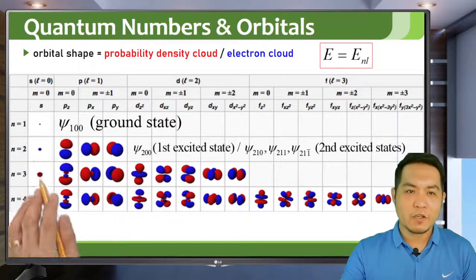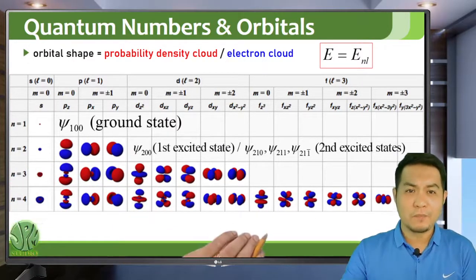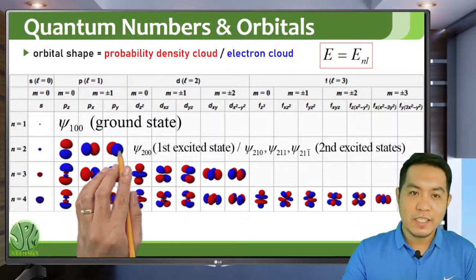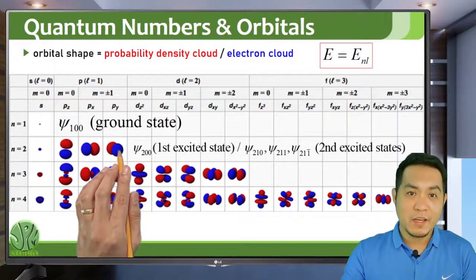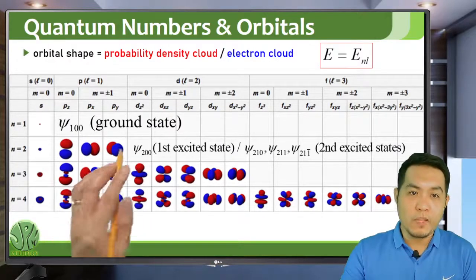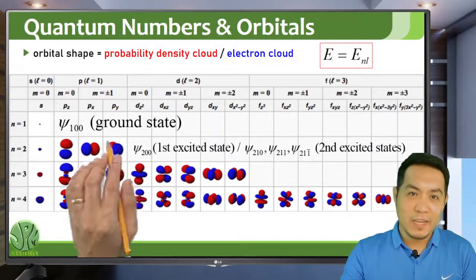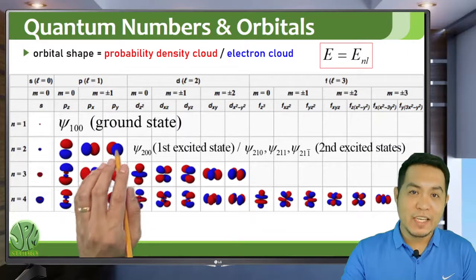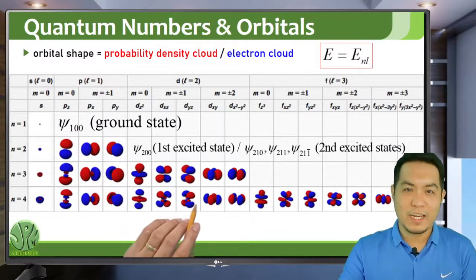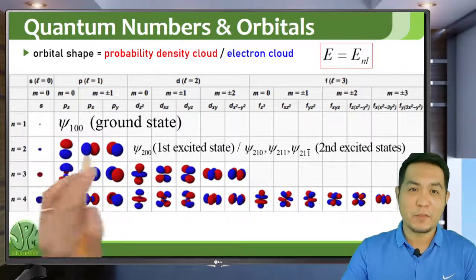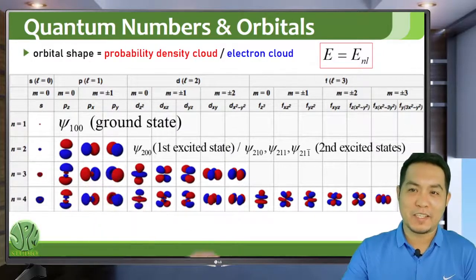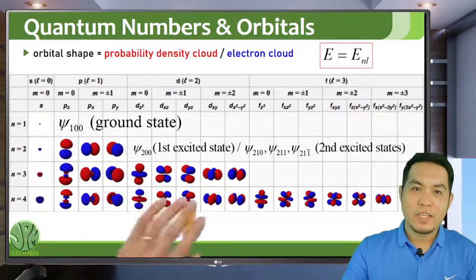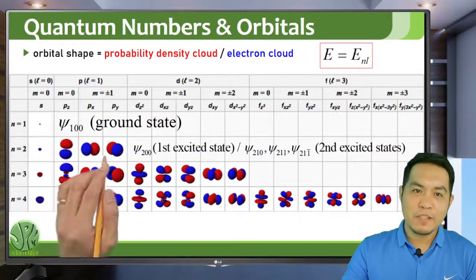So usually the s orbital looks kind of spherical, and the p orbitals look like this. So this is a probability density plot. You can call this a probability density cloud or an electron cloud. There is an electron inside. You are assured that there is an electron inside this cloud. So there's a 100% chance that you will find an electron inside this cloud. But as to where exactly the electron is, the probability of that depends on the density.